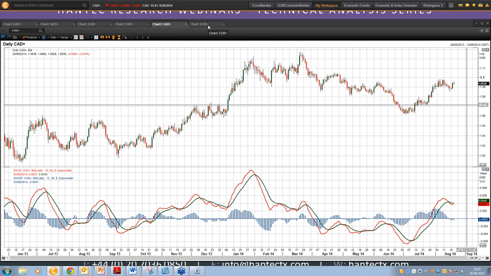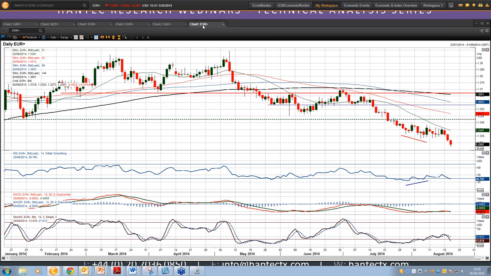Okay, so that sort of concludes my MACD chat. But what I will do now is take you through some of these markets and drag in a lot more of these indicators that we've been looking at over the past few weeks. Starting off with the euro.